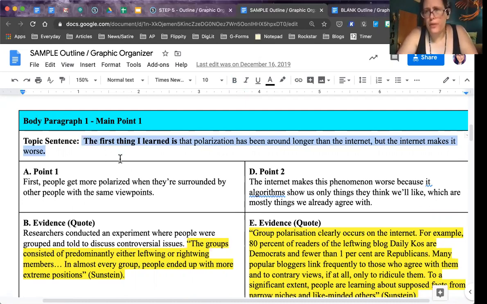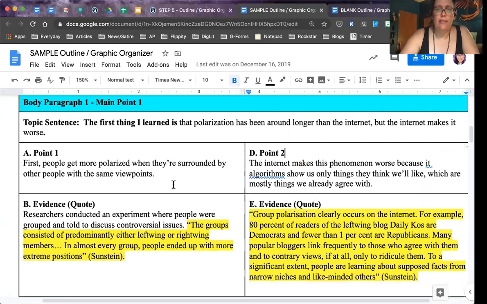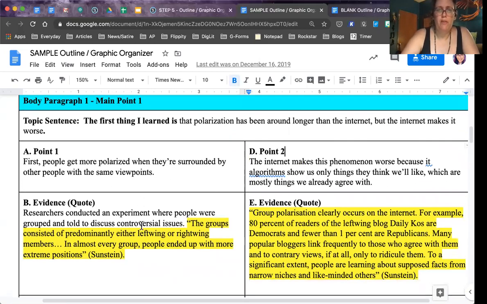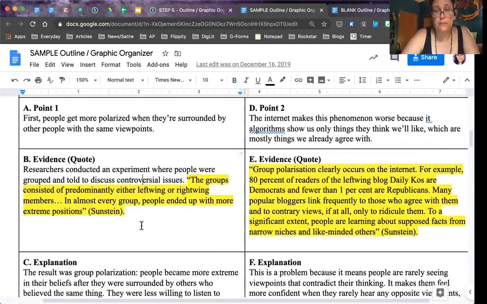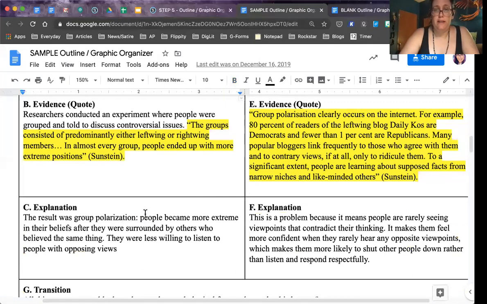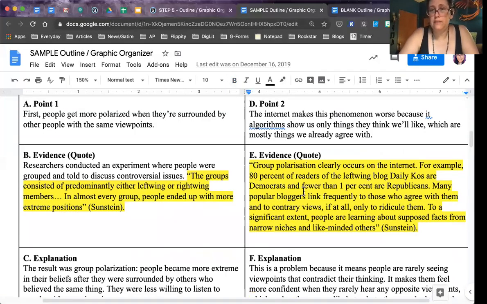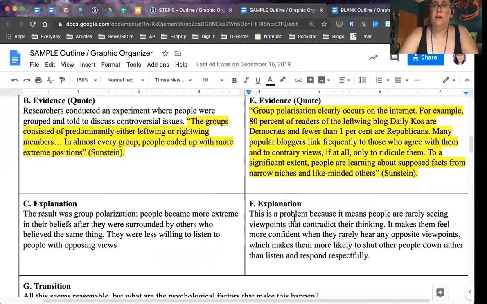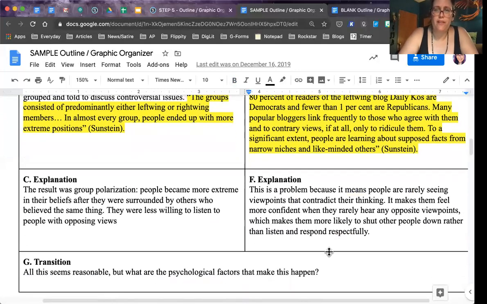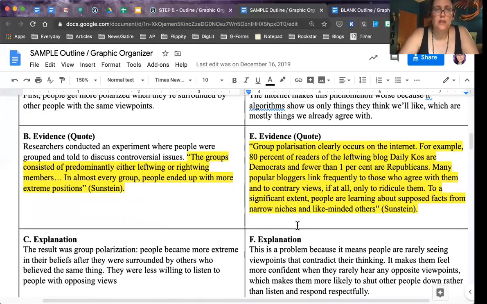And so I learned a couple of things about that, and so that's why I have point 1 and point 2. So consider reading this like this. Point 1, and then the evidence and a quote to back it up, and then an explanation. Point 2, evidence, which is a quote to back it up, and then an explanation. And then finally, I have a transition sentence.